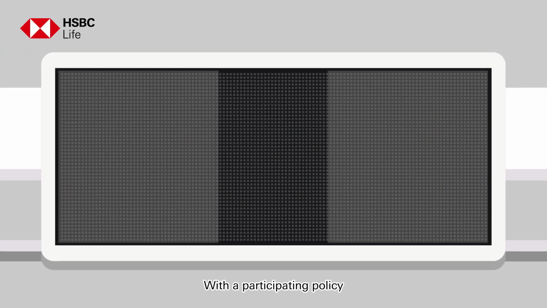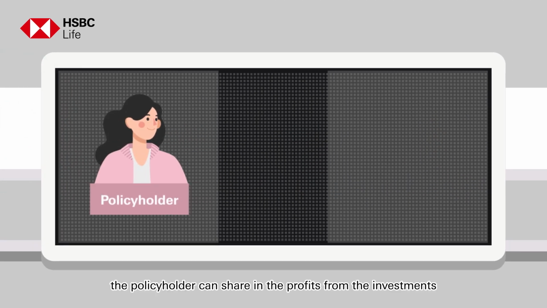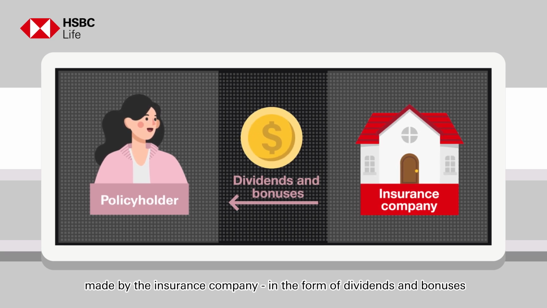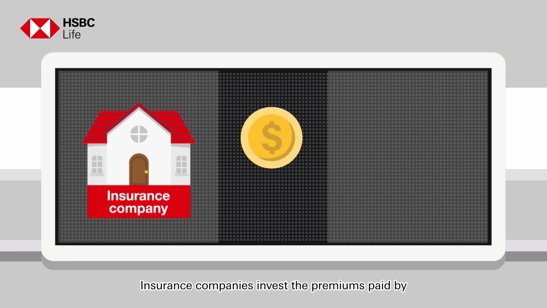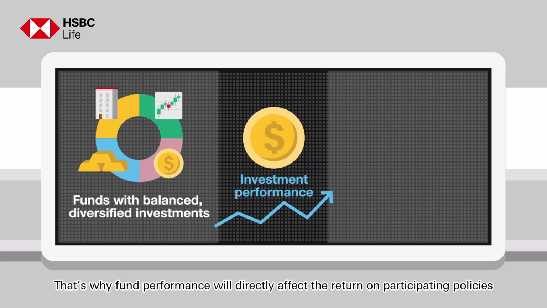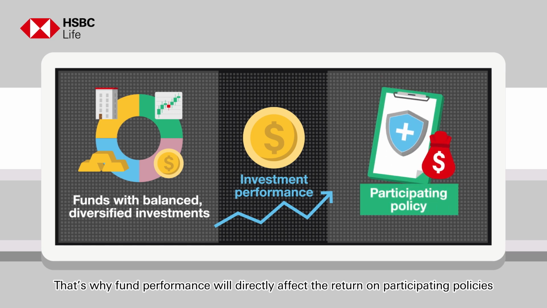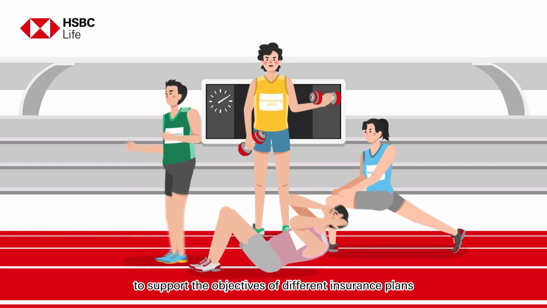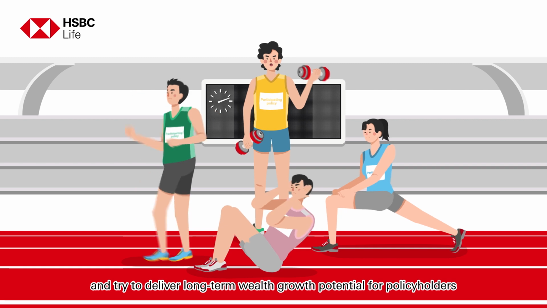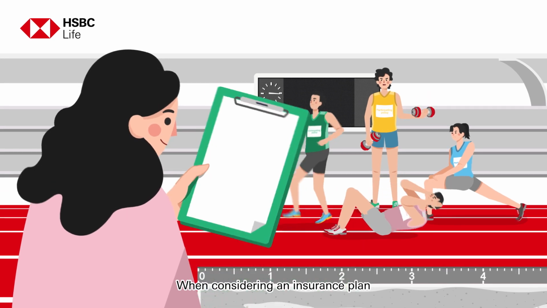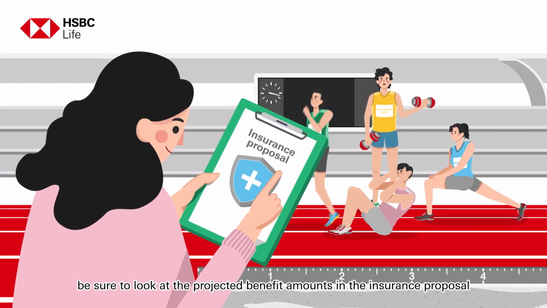With a participating policy, the policyholder can share in the profits from the investments made by the insurance company in the form of dividends and bonuses. Insurance companies invest the premiums paid by policyholders in funds with a balanced, diversified asset portfolio. That's why fund performance will directly affect the return on participating policies. Insurance companies adopt different investment strategies to support the objectives of different insurance plans and try to deliver long-term wealth growth potential for policyholders.